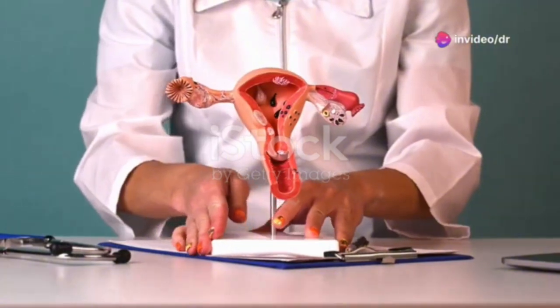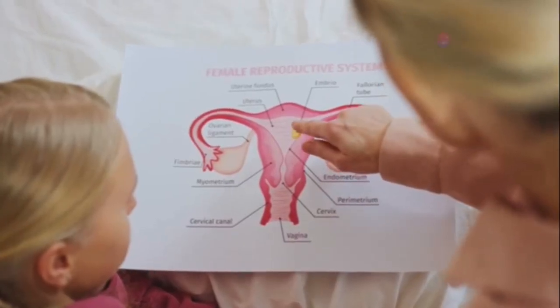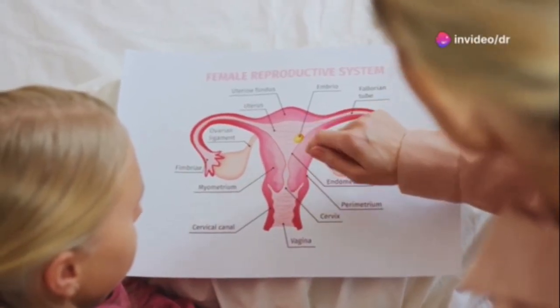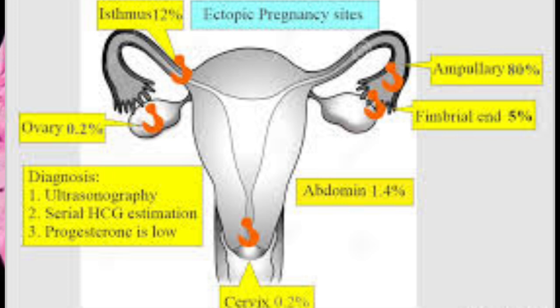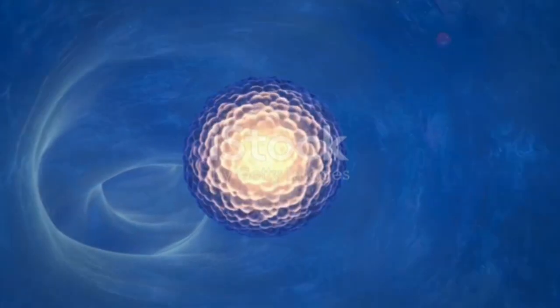Types of ectopic pregnancy. Tubal pregnancy, the most common type, where the embryo implants in the fallopian tube. Within this category, implantation can occur in different parts of the tube. Ampullary, located in the ampulla, the widest section of the tube. Isthmic, located in the isthmus, the narrowest part of the tube. Fimbrial, near the fimbriae, the fringed ends of the fallopian tubes.